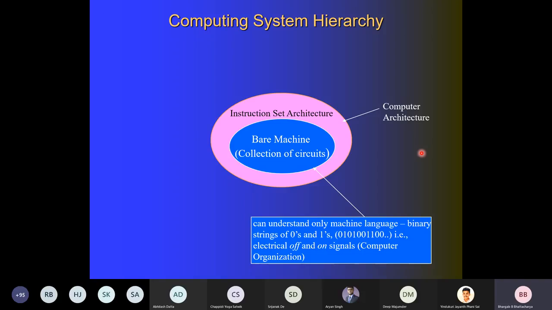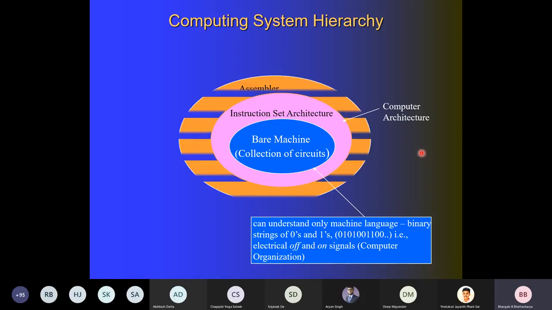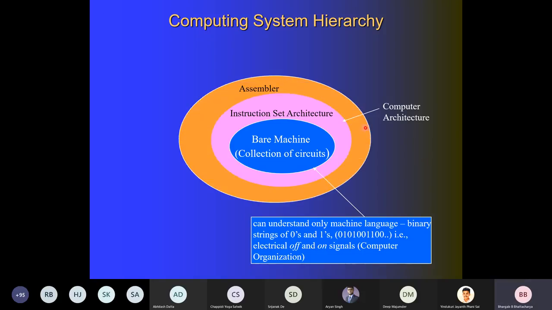So instruction set architecture is the envelope of this bare machine. And the machine does not understand the add or subtract instructions. So you need some kind of software envelope around it, which is called the assembler. And using this assembler, at this level, you can use this kind of instructions. Say, for example, you can write add C, A, and B.